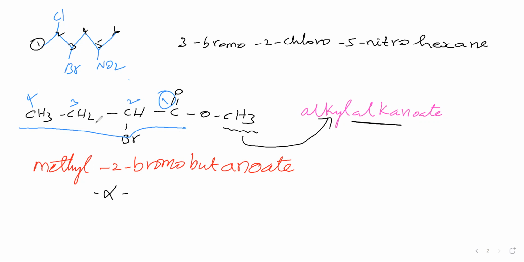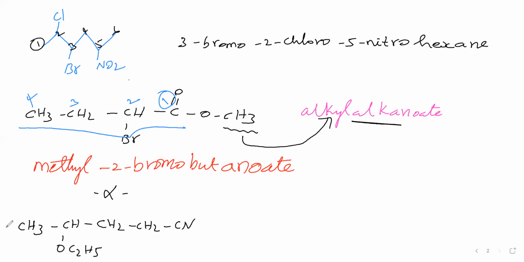Next compound is CH3, CHO, C2H5, then CH2, CH2, CN. In this compound, what are the functional groups? You see, one is cyanide, another one is ether. Ether always comes as prefix because it has the least priority. So cyanide is the main functional group.